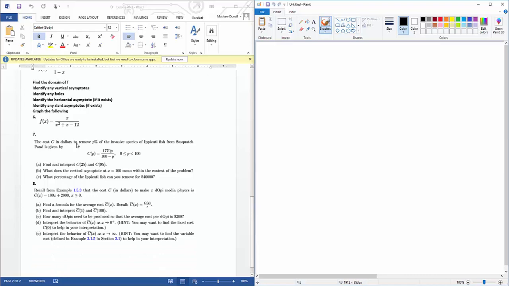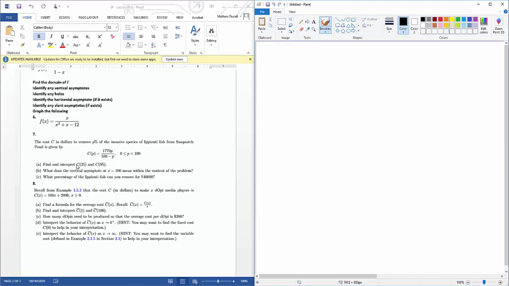Number 7, it says the cost in dollars to remove P% of the invasive species fish from Sasquatch Pond is given by this statement. So it says find and interpret C of 25 and C of 95. So this is how much we're going to remove. So that means that if I put 25 in there, I'm saying if I remove 25%, this is how much it's going to cost. If I plug in 95, that's saying if I want to remove 95%, this is what it's going to cost.